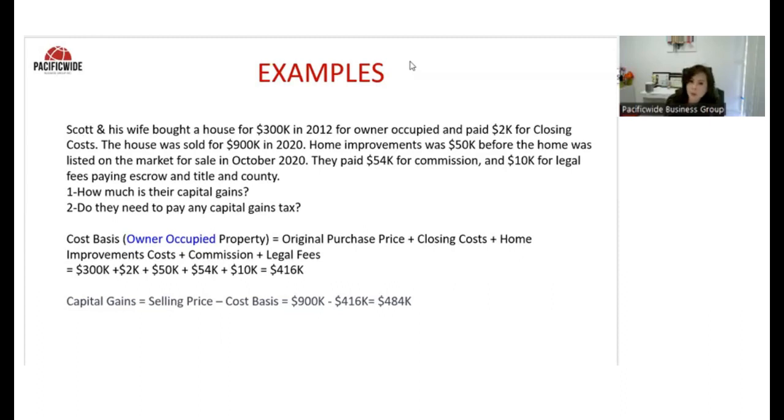So they bought a home for 300,000 in 2012, and then they sold it in 2020. But before they listed the home for sale in 2020, they spent 50,000 on remodeling the home because they want to sell the home at the best price. Remember this: every dollar you put in the home to remodel it or to make it look better or function better, you will get $2 back. Normally that's how it works.